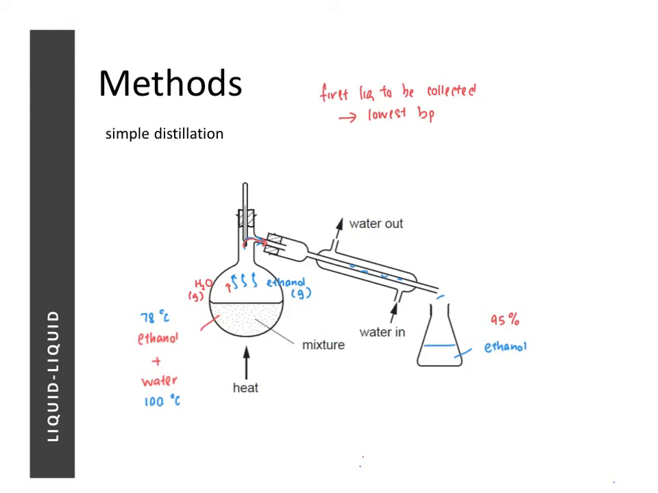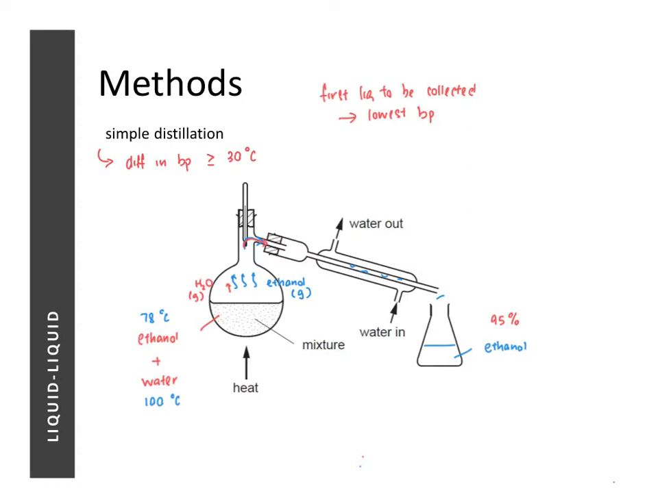Alright, so having said that, simple distillation will not produce very pure distillate. So we'll only recommend simple distillation for separating two liquids if the difference in their boiling point is more than or equals to 30 degrees Celsius. Alright, so they have very, very different boiling points. Then we use simple distillation to separate two liquids.